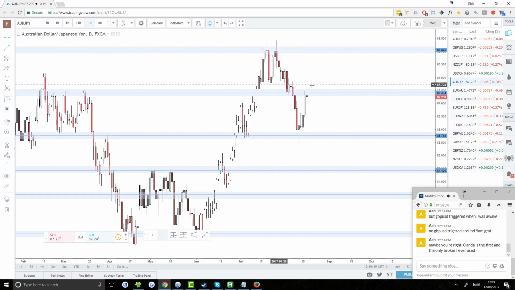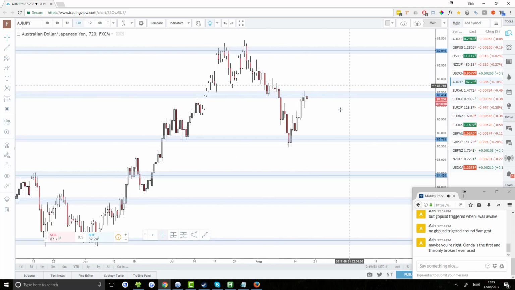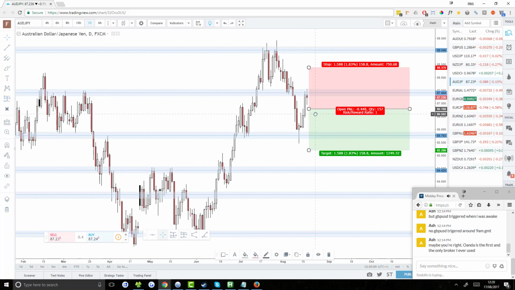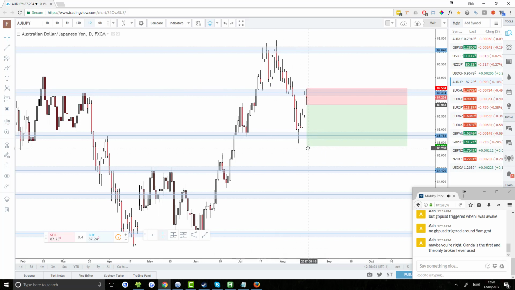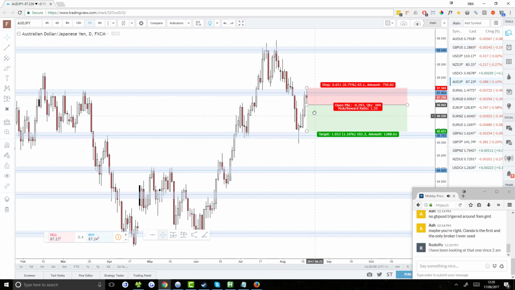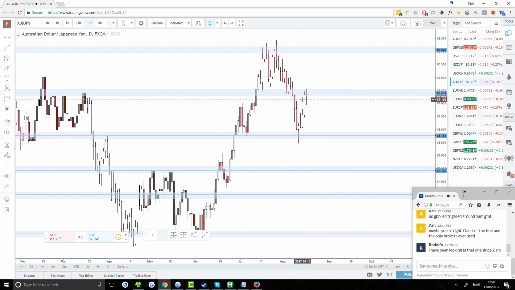AUDJPY, hello. Whoa. All right, that's a nice little indecision candle. My concern is it's a bit big, so my risk-reward ratio might be a bit iffy on this one. Let's take a look. Let's see if we can make this one work. I doubt it, but let's just see. Yeah, bit tricky. Might be able to enter on a retrace, something like that. Let's see how this daily candle on AUDJPY closes, and we'll go from there.